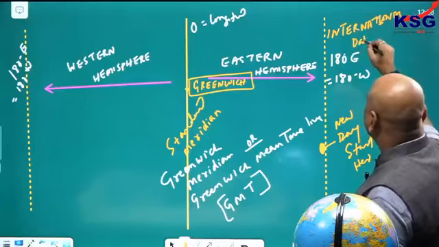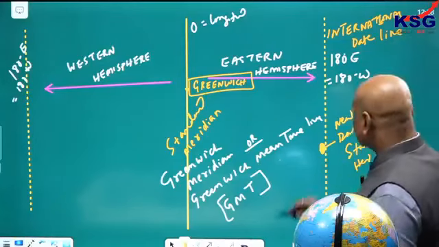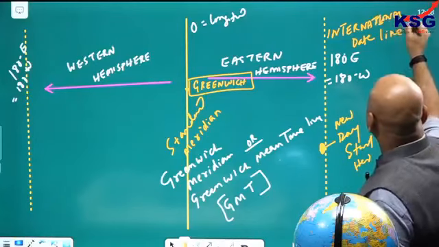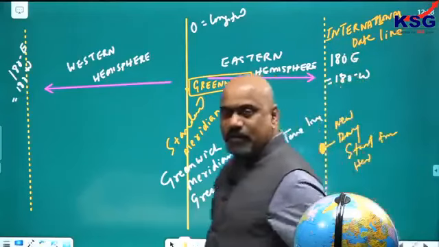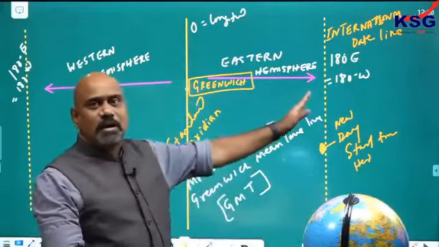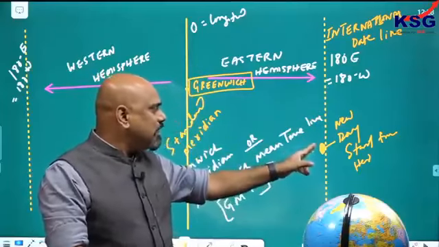date line. What do you call it? International date line. This is 180 degree. The 180 degree longitude is called the international date line because the day starts from here only. New day starts from here.